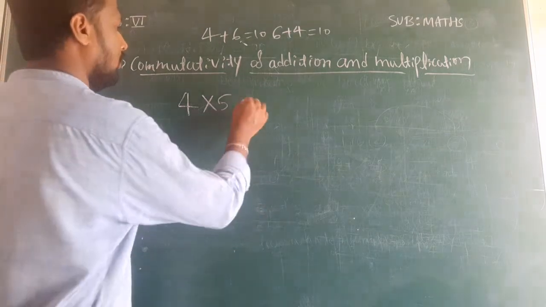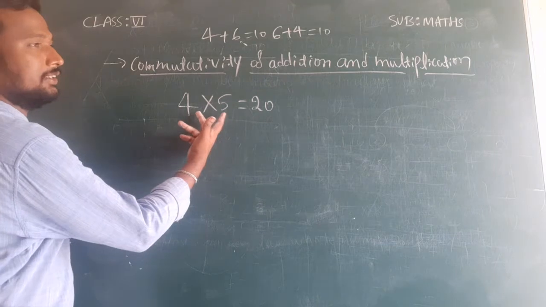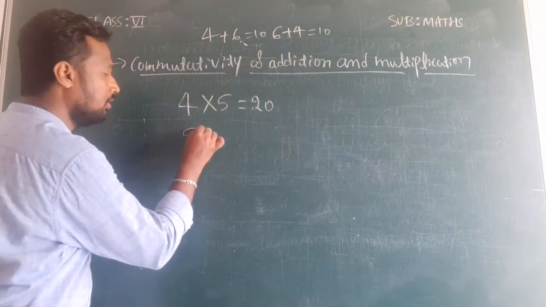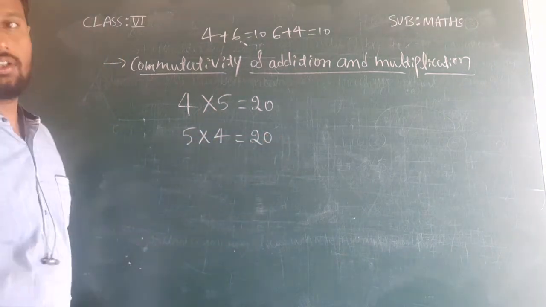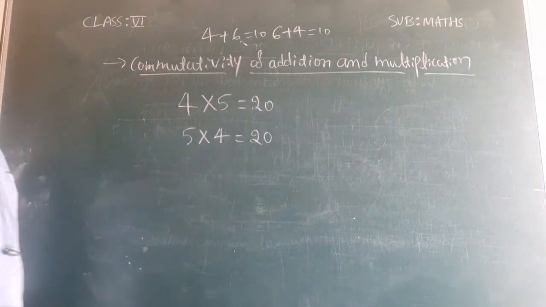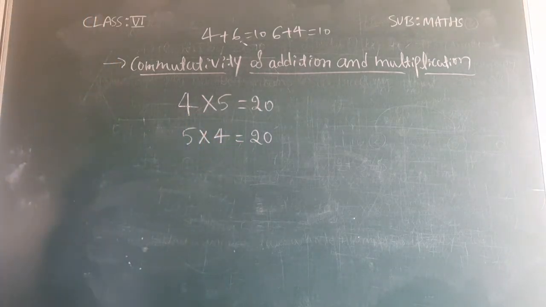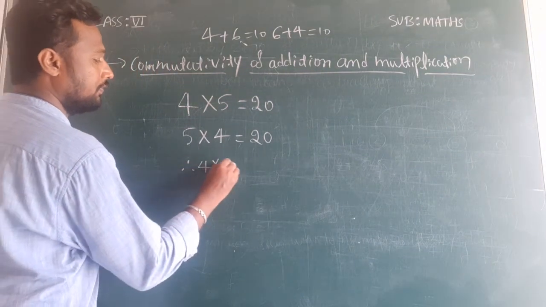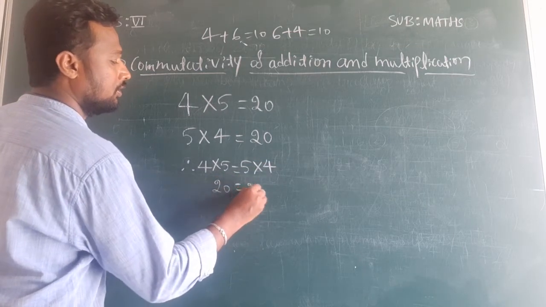4 into 5 means what you will get? 20. Now I will interchange these values and change the order. First I will write 5, next I will write 4. So 5 into 4 means what you will get? 20. 4 fives are 20, 5 fours are 20 only. If you interchange the order of these whole numbers, you will get the same value. So you can write 4 into 5 equals 5 into 4. In both cases we are getting the answer 20.